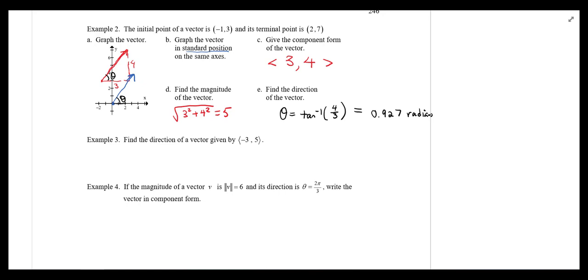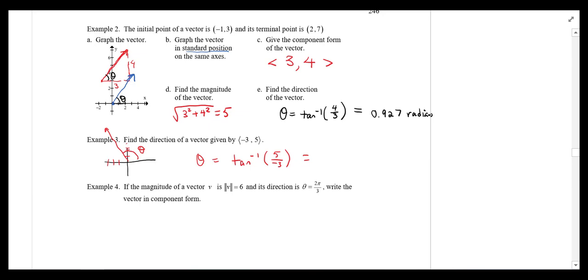Number 3 says find the direction of a vector given by these components, negative 3, comma 5. Now, once again, it really doesn't matter where you start if you want to draw this out, but naturally, I think the easiest part would be to start at the origin. So if I did that, my components are 3 to the left, 1, 2, 3, and then 5 up. 1, 2, 3, 4, 5. Like this. Okay. And so I'm asking you for this directional theta. And yes, that theta is still going to be the arctangent of, in this case, 5 over negative 3.